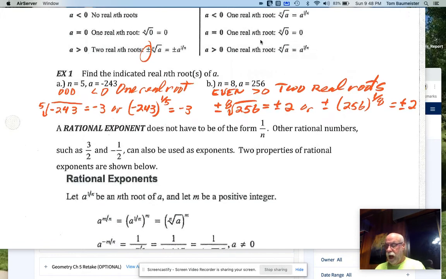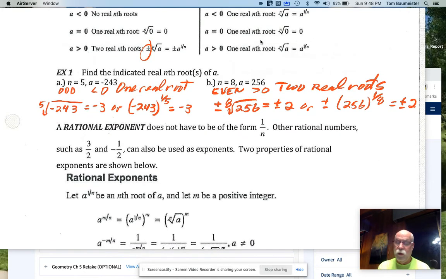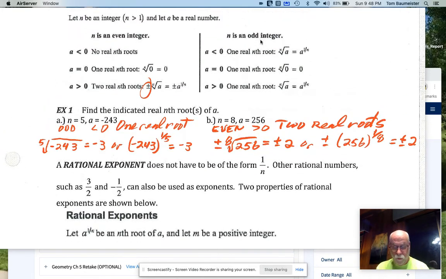So a rational exponent does not have to be of the form 1 over n, which is what we just used there. Other rational numbers, such as 3/2 and -1/2, can also be used as exponents. Two properties of rational exponents are shown.